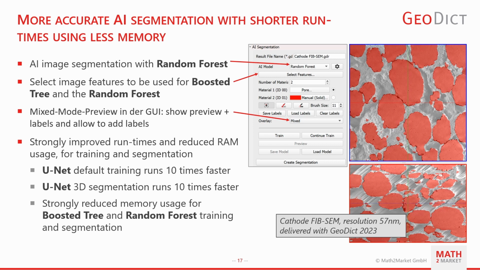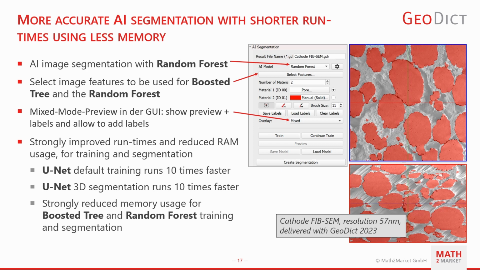The new mixed overlay mode makes it much easier to label critical image sections, as one can see the preview and the labels at the same time. Furthermore, the runtime and the memory requirement of the AI segmentation was reduced drastically.